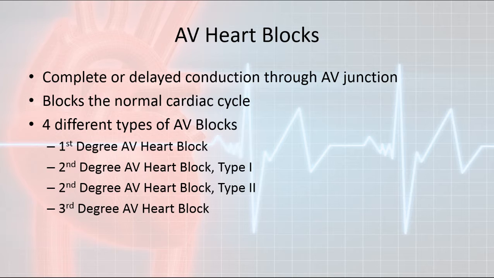There are 4 different types of AV blocks that we're going to discuss today. We're going to discuss the first degree AV heart block, a second degree AV heart block, type 1, and also the type 2, and the third degree AV heart blocks.